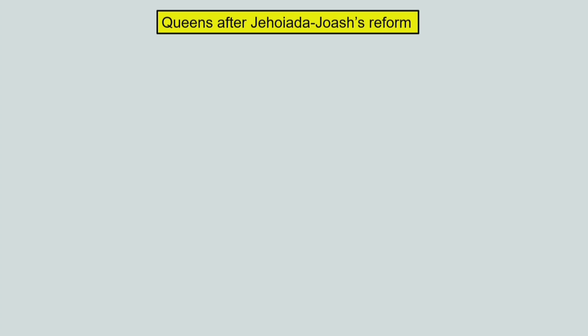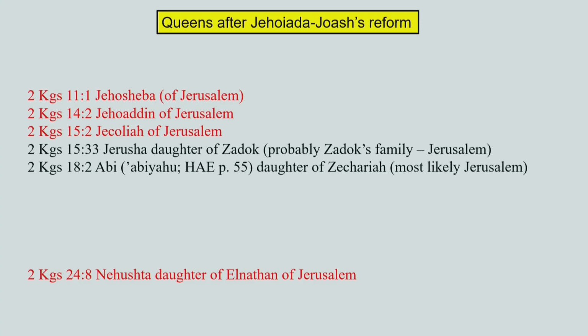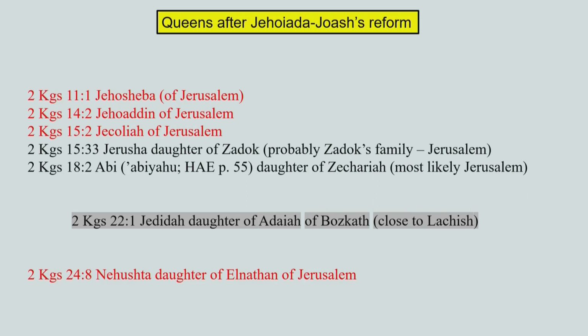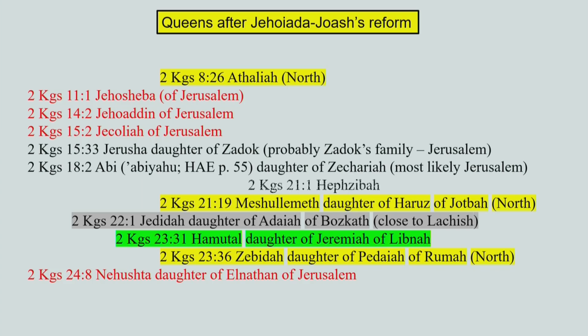So, queens after Jehoiada, Joash reform: the princess Yehosheba, the first queen Jehoadin, Yekoliah, and then you have Nehushta, daughter of Elnathan. Then you have another two, probably from Jerusalem, Yerusha or Abiyahu. It could be a hypocoristic name. And then there is one queen, Yedida, daughter of Adaiah. Both of them, you see, have Yahwistic names close to Lachish. Lachish is a Jerusalem type. And Hamutal, once again Jeremiah, you see it's a Yahwistic name, and these are the ladies from the north, and we have one, Hephzibah, from, we don't know where.